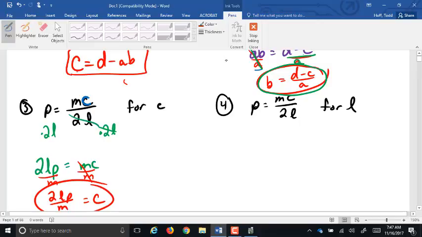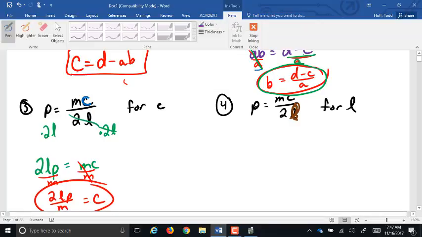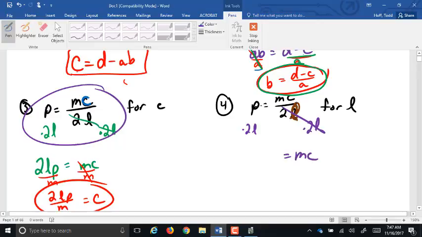Number 4 is tough because we're solving for L, and L is on the bottom of a fraction. We cannot solve for something that's on the bottom of a fraction. So what we're going to do first is the same thing we did first over here. We're going to multiply by 2L. So that's gone over there. We have MC over there. P times 2L is 2LP.